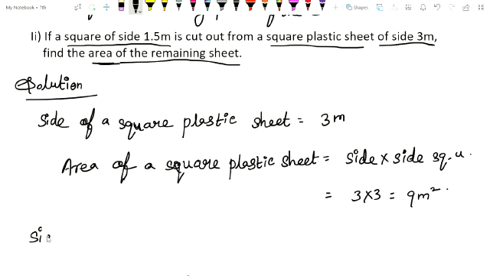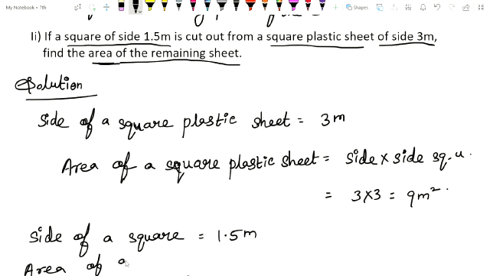Okay, next side of a square is given. Side of a square equal to 1.5 meter. So area of a square equal to side into side square units.